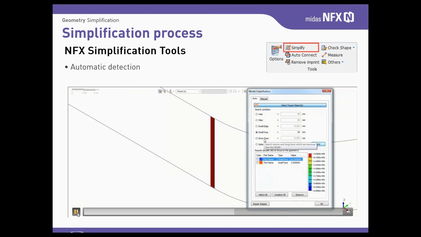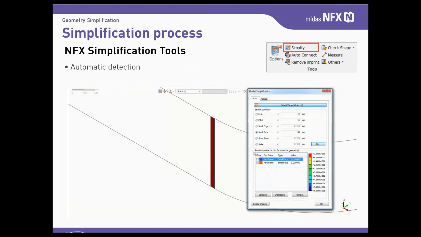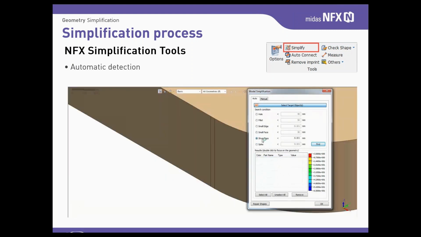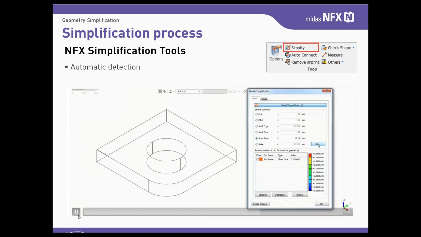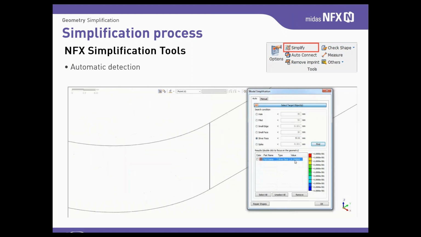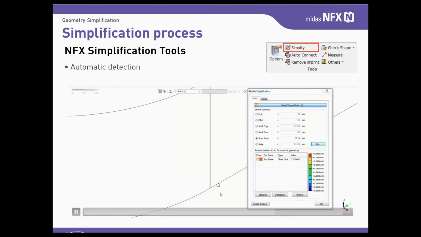Sliver face is the input of the width of the strip. In my case, I will use 0.11. So I found some sliver face. Again, the result is pretty much similar.